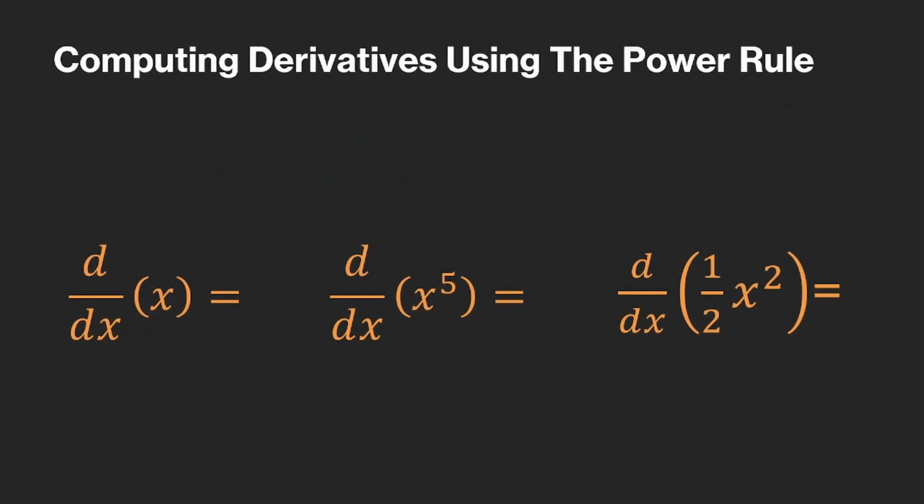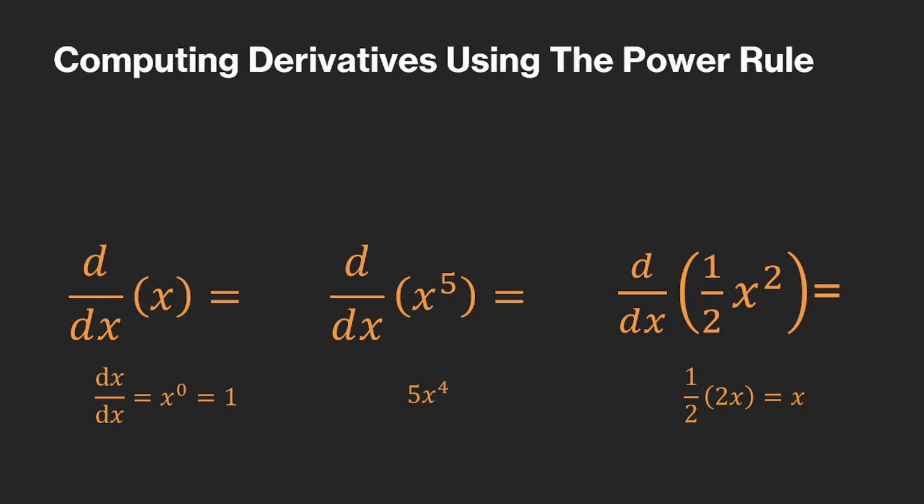So let's use the power rule on these three different functions here. If I wanted to take the derivative of x, x to the 5, or 1/2 times x squared, how might you do it? Pause the video, take a second, and go ahead and do that. Hopefully you got 1, 5 times x to the 4, and 1/2 times 2x, which is x.